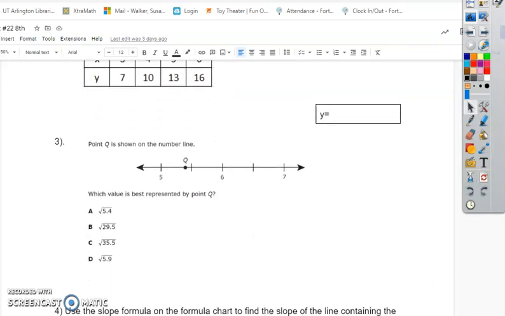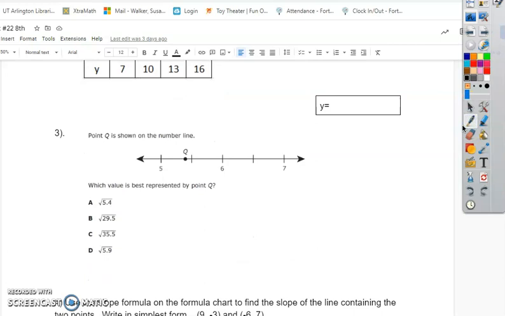Number 3, point Q is shown on the number line. Which value is best represented by point Q? So guys, this is one of those where we kind of need to use our calculator, okay? By the way, I can tell pretty quick a couple of these are definitely wrong. What I do know is Q is going to be between 5 and 6, so it's going to be 5 point something. I would always make sure you write that down first. Now this is the midway point. That's 5.5. So it has to be less than 5.5.